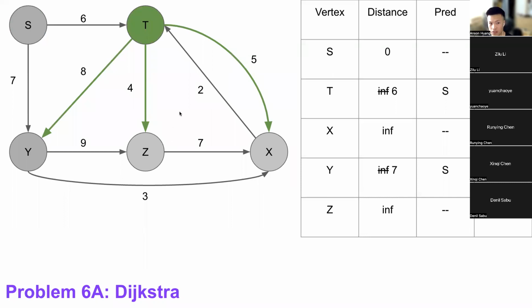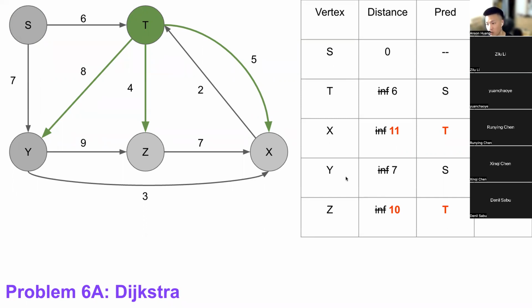So what we do update though is the path to vertex Z and the path to vertex X, because currently they're set to infinity. Since we found a shorter path, T to Z only costs a total of 10 because 6 plus 4 is 10, and 5 plus 6 is 11. That's still less than infinity. So we're going to update X and Z. So S to T to Z is 10, S to T to X is 11. And the predecessor to X and Z are both T.